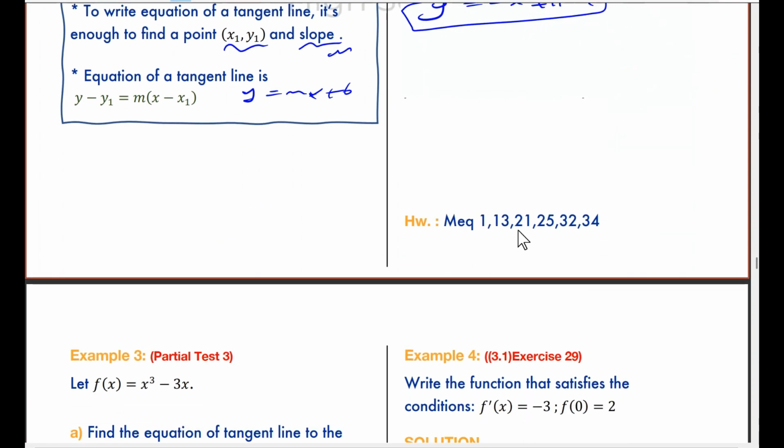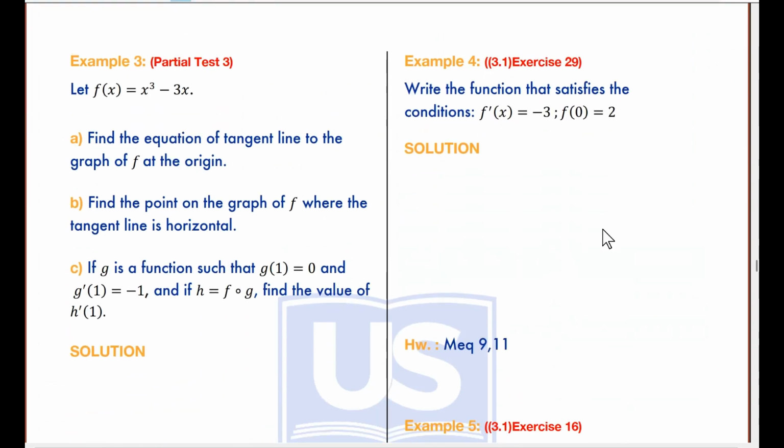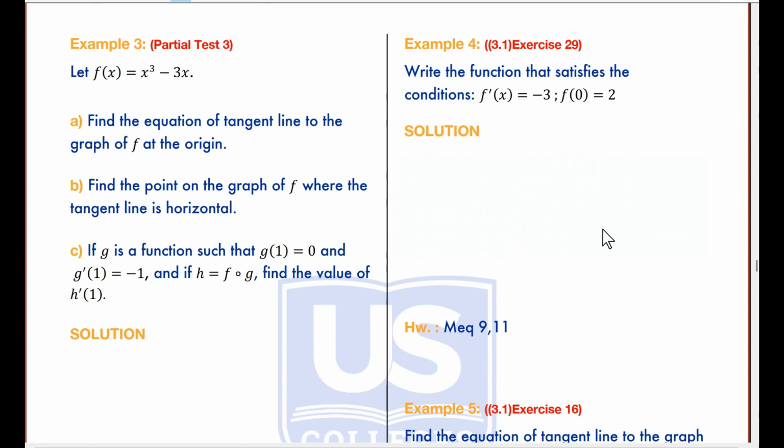There are many similar mystery questions. Okay, partial test 3. This is a really nice question. It covers many things in one question. So this is the given equation. The first part of the question is asking us to find the equation of the tangent line at the origin.